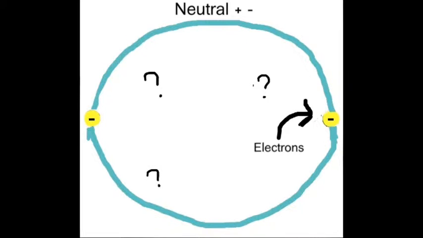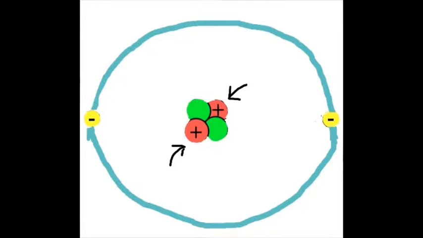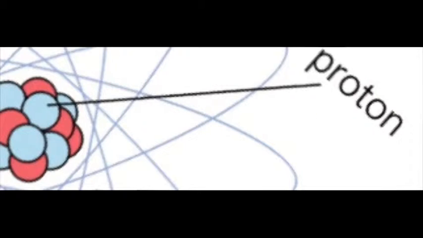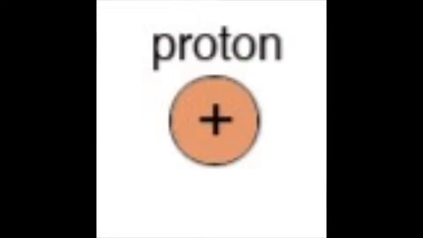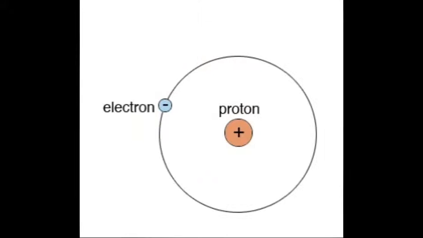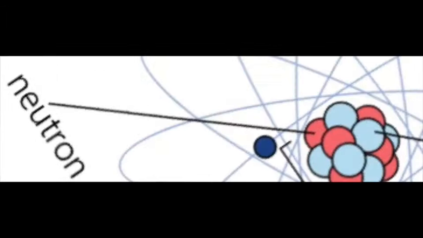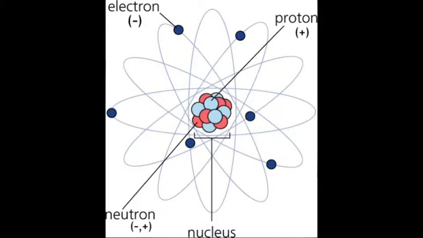But how can it be neutral if it is just made up of electrons? Through experimentation, we learned that the positive charges are found in the nucleus, the center of the atom, and these particles are known as protons, which have a positive charge. So now we see most of the structure of the atom. We have the electron revolving around the nucleus where the proton sits, and later scientists discovered that neutrons exist in the nucleus of an atom as well, and their charge is neutral.